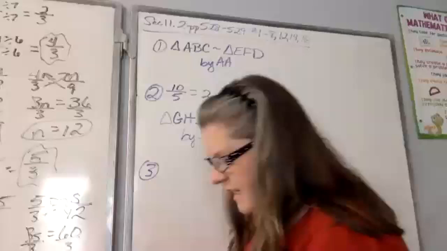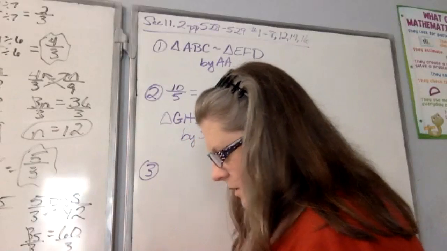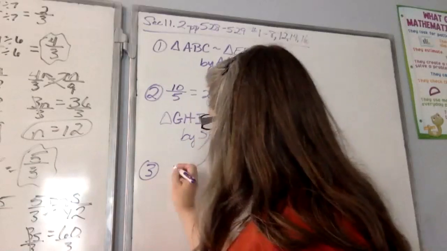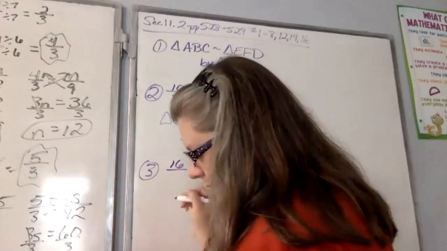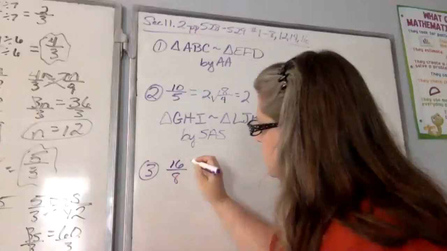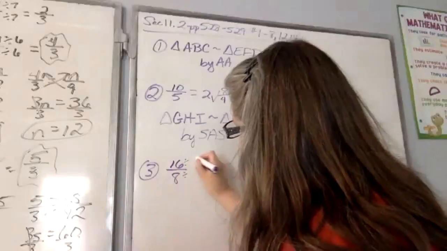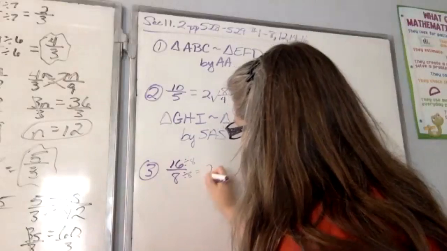So what is my biggest side in the first triangle on number 3? 16. So 16 goes with the biggest side of the other triangle, 8. And then I reduce that to lowest terms. Why am I dividing by 4? Because 8 goes into both of them. So I get 2 again, right?